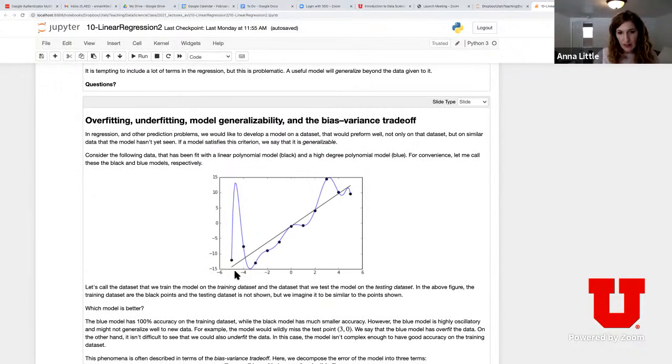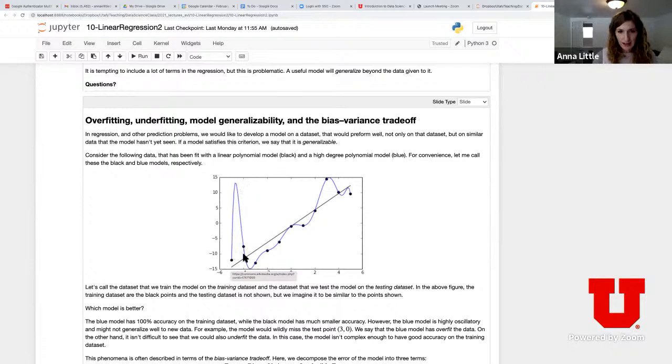So for example, think about this toy model where we have these black points and we want to build a model to predict. We could, of course, just do a linear model like we discussed last time. That's the black line. Or we could build a more complicated model. Let's say we want to fit a higher order polynomial.